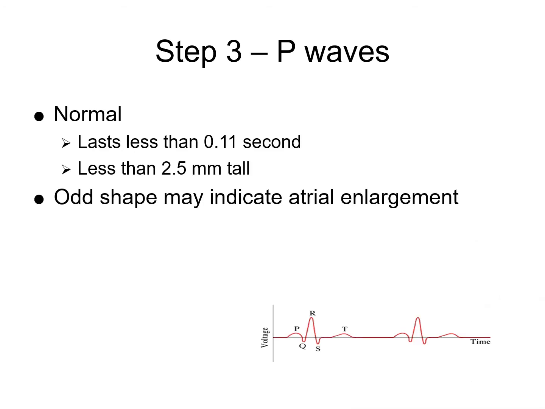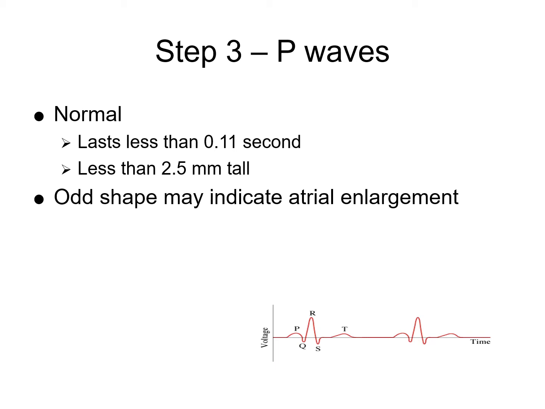Again, a normal P wave is generally less than, well, this says 2.5, but it's 2.5 to 3 millimeters. Always keep in mind there's a little bit of a range, and I know that really frustrates a lot of you, but it's just kind of the way it is. It depends on which textbook.